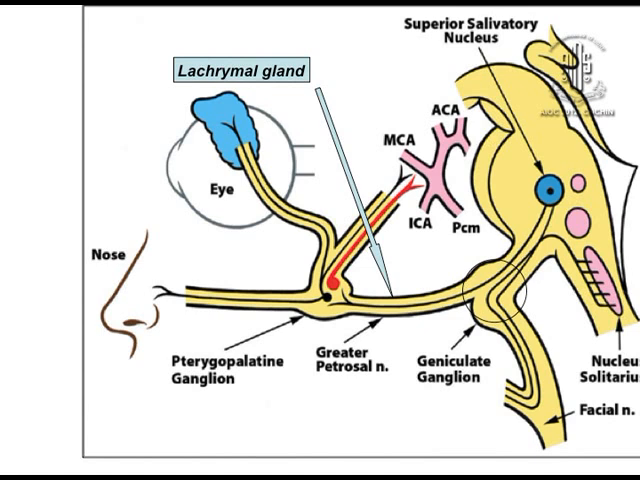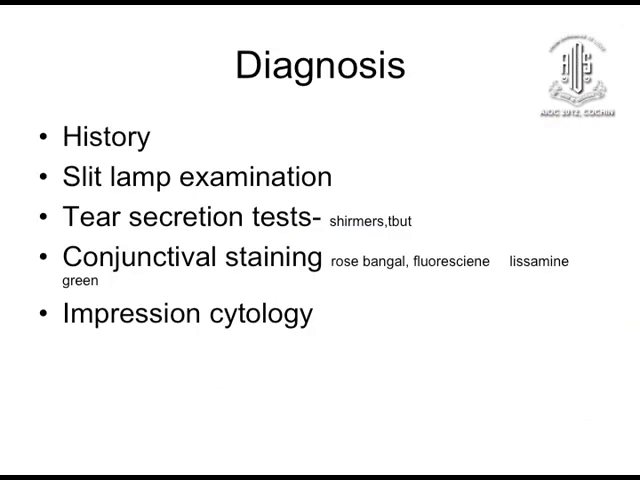The nucleus solitarius gives the fibers through the chorda tympani, then it goes with the greater superficial petrosal with first relay, and this is the site where the autonomic nervous fibers come. Probably this is where the hormones and the stress factor are effective, and that leads to the formation of dry eye. So how to diagnose? The history.